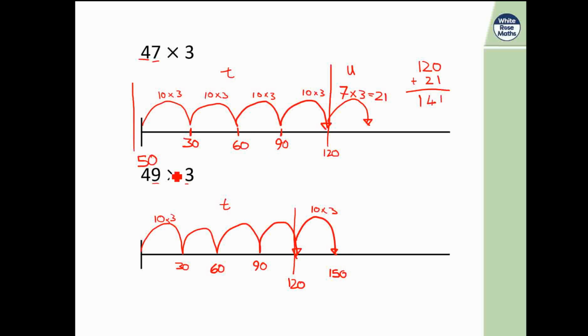Now, of course, we're not doing 3 times 50. We're doing 3 times 49. So you have to do then 150, take away the 3. Yeah, because you've done an extra 3. What does that give you? 147. So that's another way of doing the same thing.